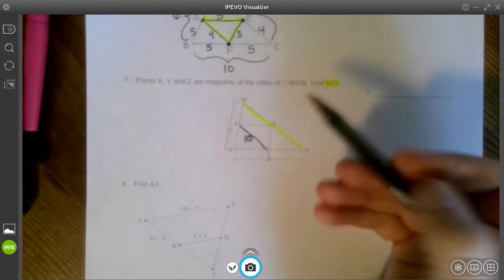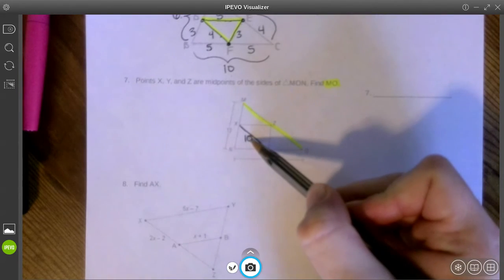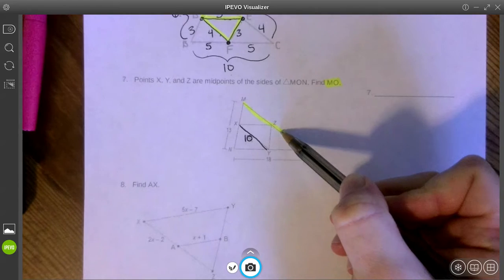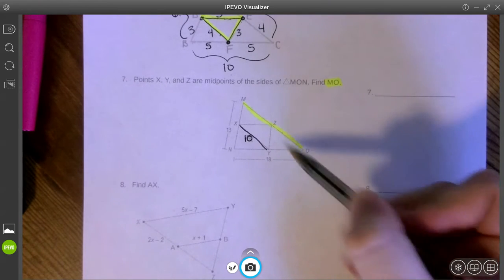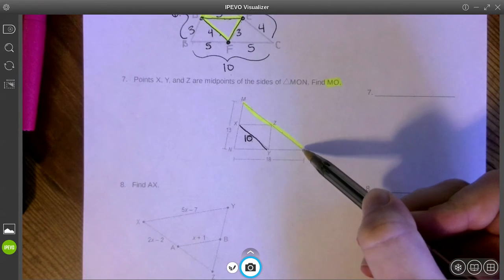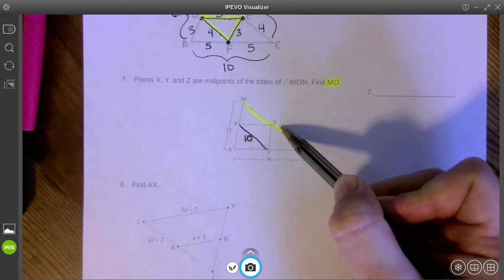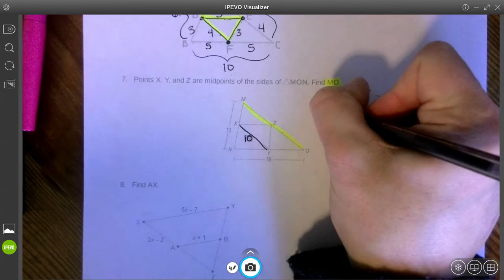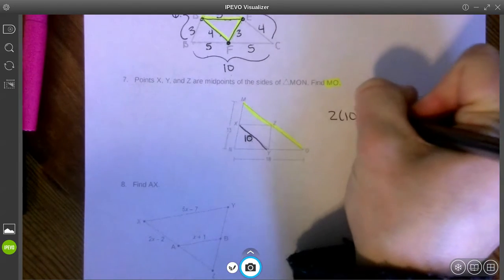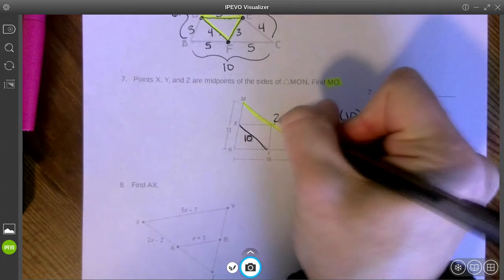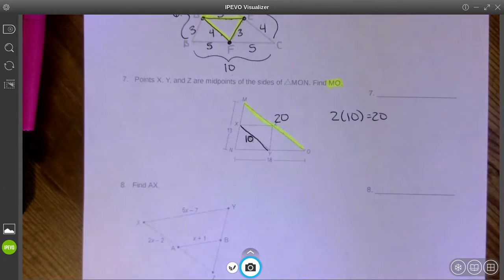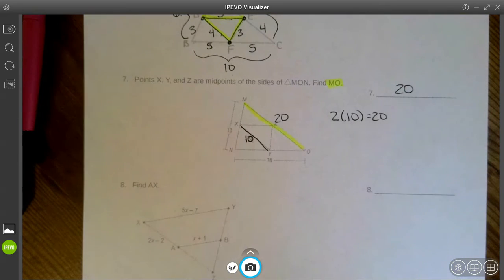Now that helps me because I know this length is half the length of MO, this side of the triangle that it's parallel to. Well, if 10 is half the length of MO, if I double 10, if I do 2 times 10, that gives me a length of 20. MO must have a length of 20, since the mid-segment is half the length of the side of the triangle it's parallel to.